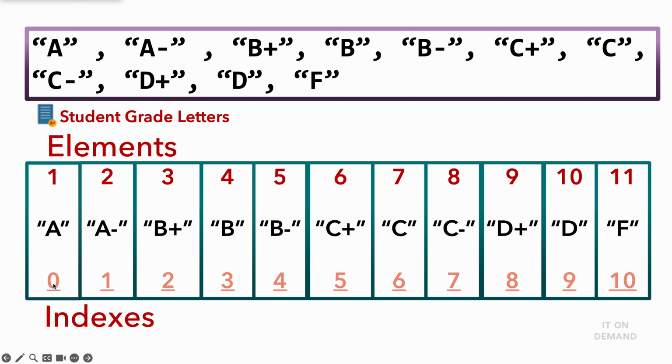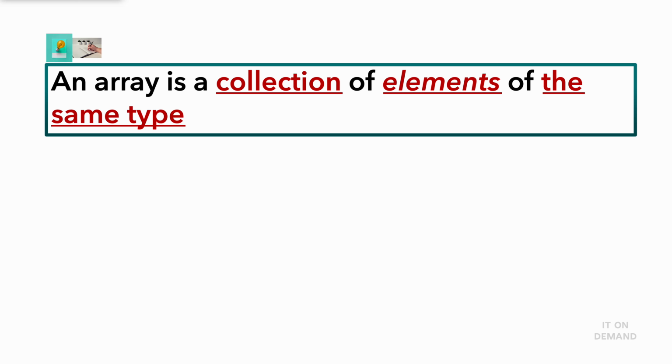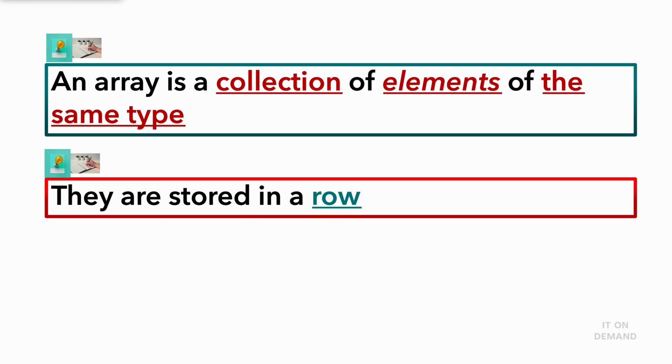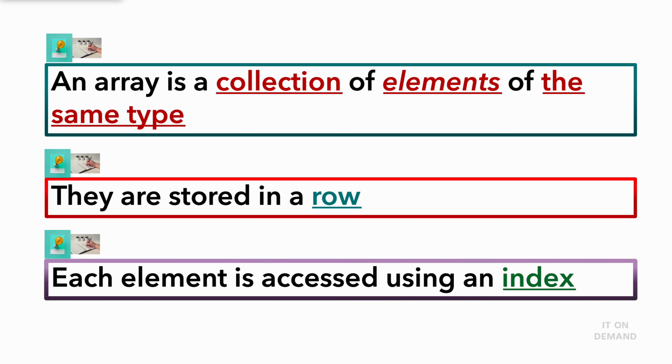And now a recap. An array is a collection of elements of the same type. And I hope now you understand what collection means. You understand what elements mean. You understand what we mean when we say the same type. They are stored in a row. We've also seen that each element is accessed using an index.